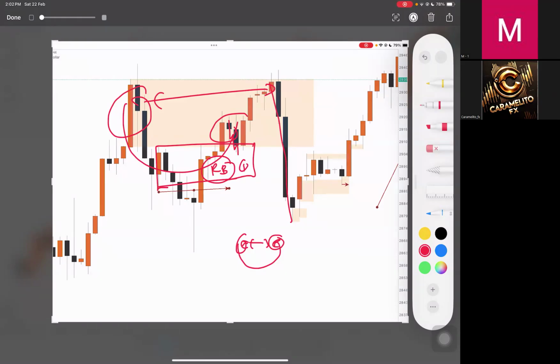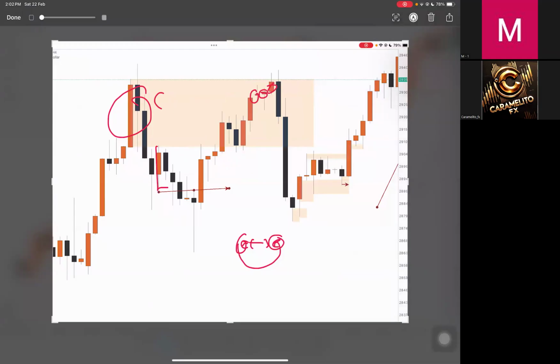More clear structure, better, more quality entry. So that's why. It's inside here. You see, price started to close its body inside our zone. So that's the indication for us to go to the lower time frame.